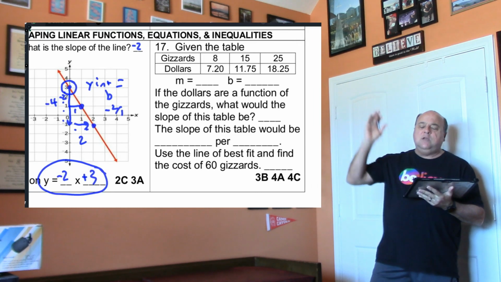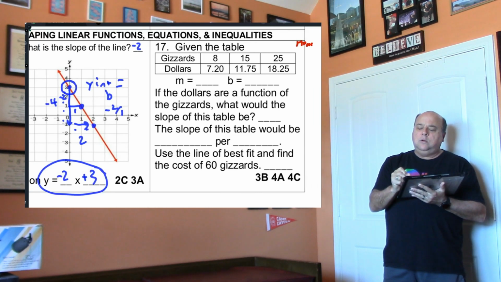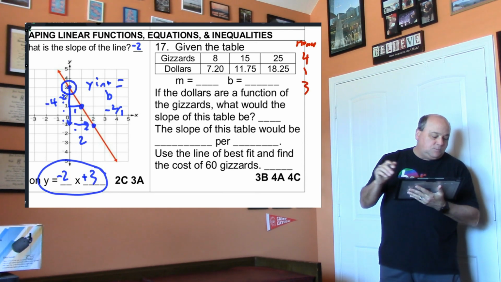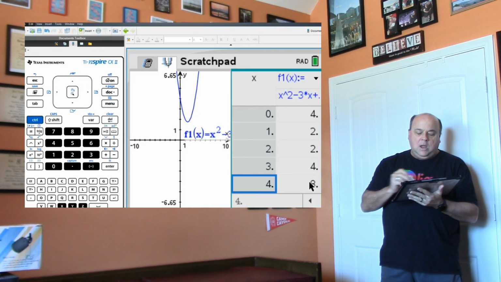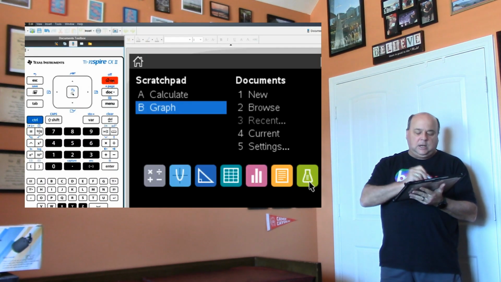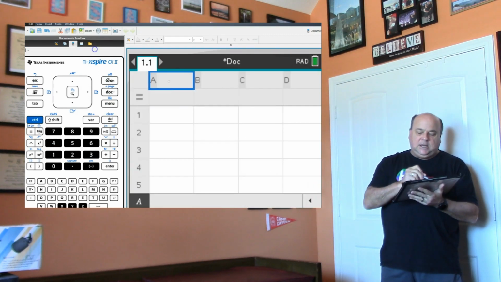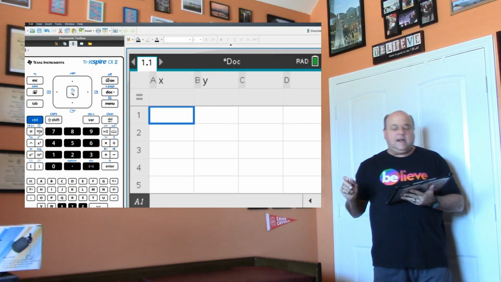Number 17, we're going to put this into a spreadsheet. Then you're going to do menu 4 1 3, x down, y down, enter. So let's put this into a spreadsheet. I'm going to go to my calculator, hit home, click 1 for new, and click spreadsheet 4. And then I need to put the x and the y at the top, remember? So you've got to get your x and the y at the top.